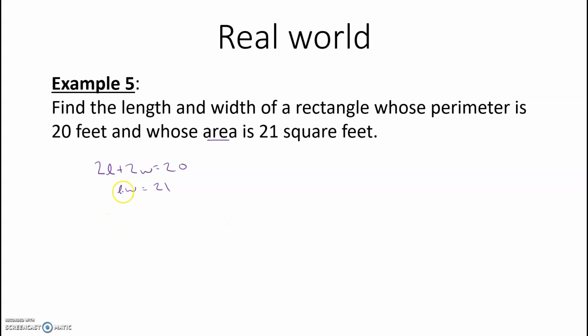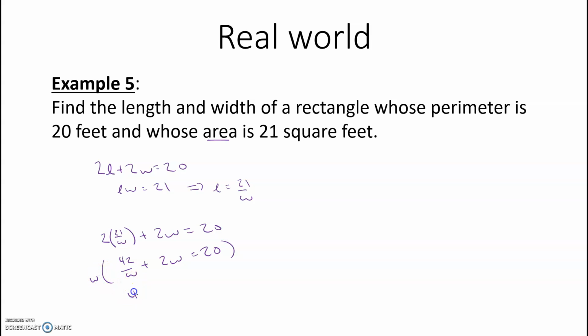So we're going to go ahead and get length alone. So if we divide both sides by w, we can make this length equals 21 over w. So we're going to substitute it into the top equation. So 2 times length, which was 21 over w, plus 2w equals 20. So here we have 42 over w. And again, to get rid of that denominator, we're going to multiply everything by w.